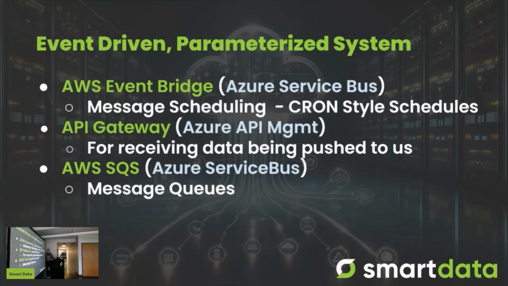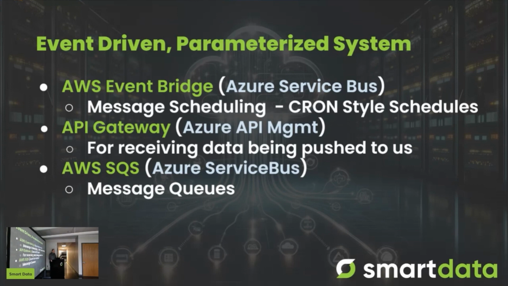So our first service we're using today is AWS EventBridge. It is a message scheduling service. It can do quite a few things, but that's how we're using it. At a certain time, it's going to kick off a message, and we'll create a variety of schedules based on that.